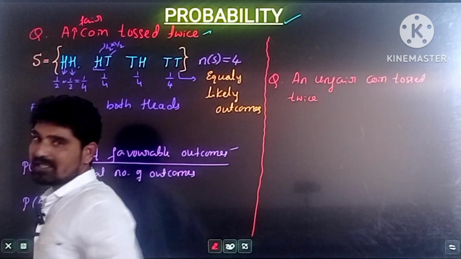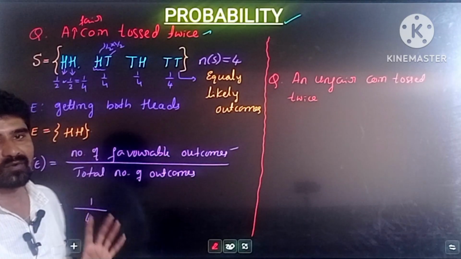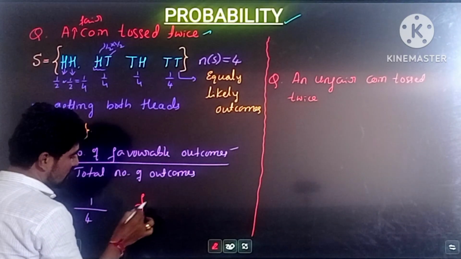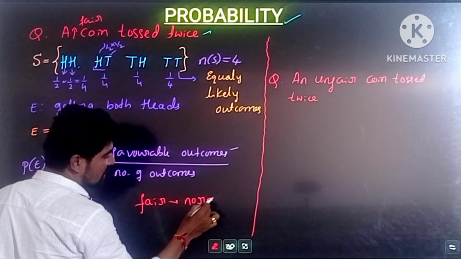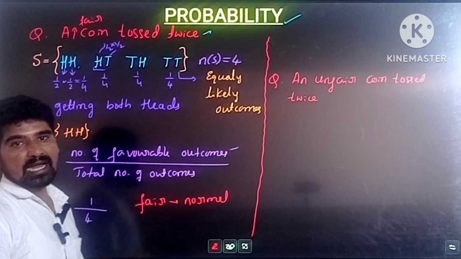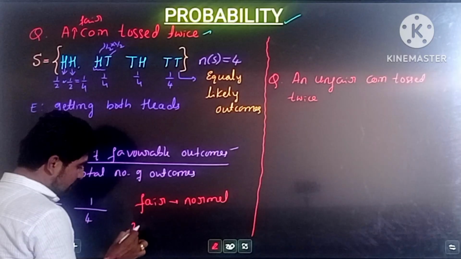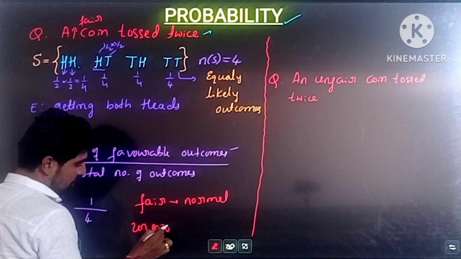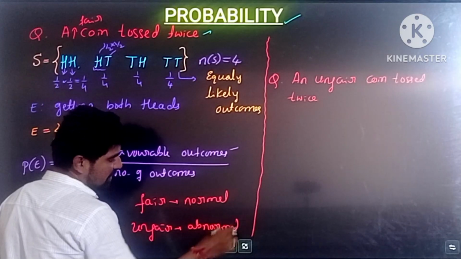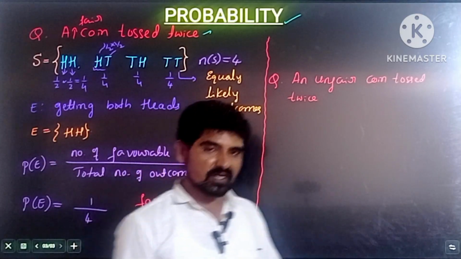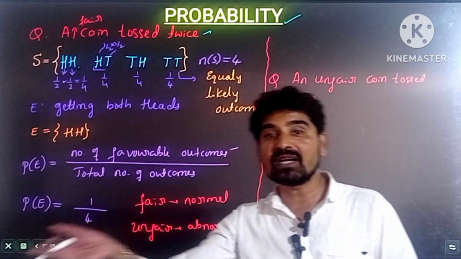If nothing is given in the question, it is understood to be a fair coin. Fair coin means normal coin. Normal coin means equal chance to get head and tail. But unfair means abnormal coin. It means there is a possibility to get head and tail with different chances.